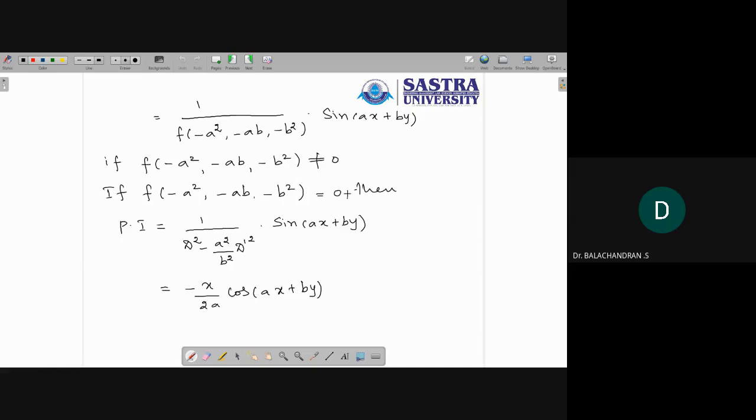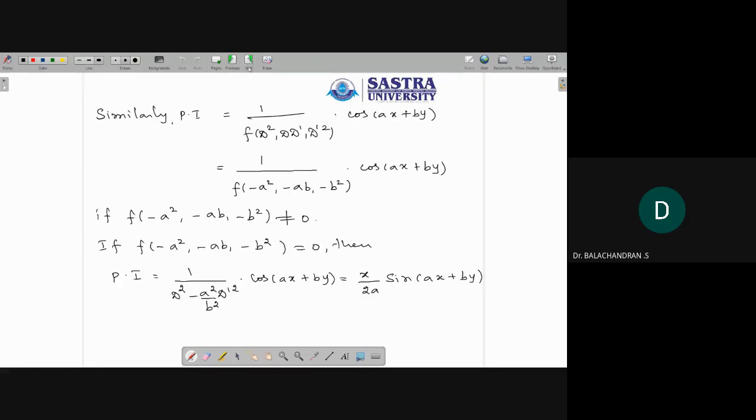Suppose the denominator is equal to 0. Then again you should multiply the numerator by x and differentiate the denominator with respect to D, or otherwise you can use this formula: it is equal to −x/(2a) cos(ax + by). Similarly for the right hand side cos(ax + by). Now we will go directly to problems. If you need this procedure, then we will come back again.